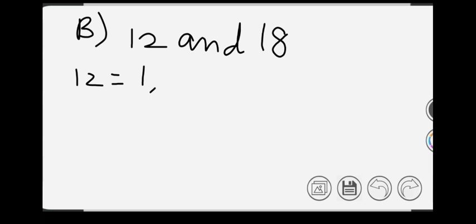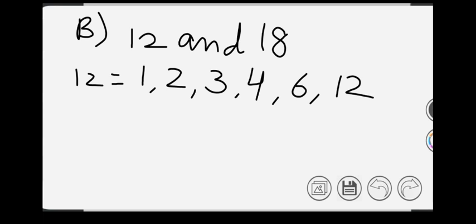So first is 1, because in the table of 1, 12 comes. Then 2, 3, 4, 6 and 12. So these all are the factors of 12 because in all these tables number 12 comes. Now let's take for the number 18. Now list down the factors for the number 18.